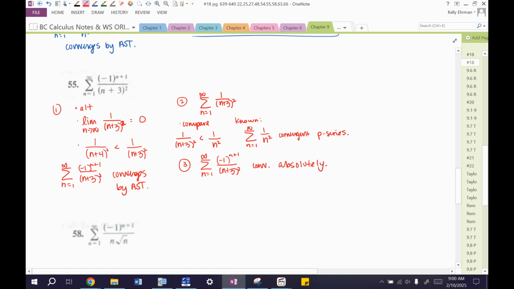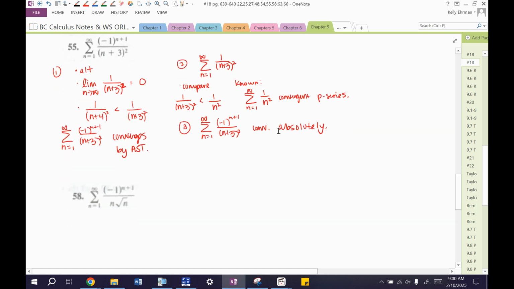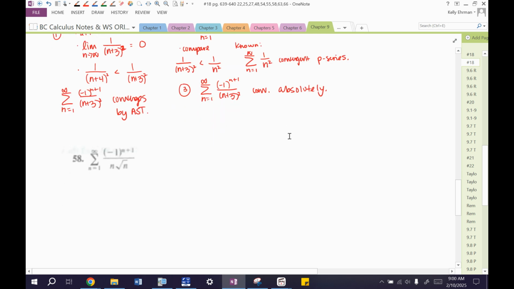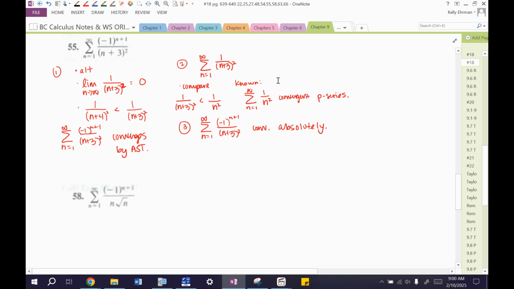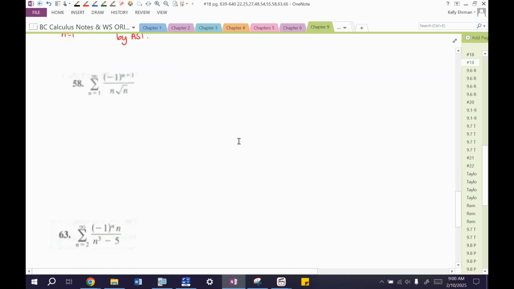Now, I'm writing everything out just to make sure that it's crystal clear what we're referencing when we're talking about all of this. I think on the AP test, you could get away with just writing converges absolutely without rewriting the series. But if you want to be safe, this is a nice, thorough way to do it.